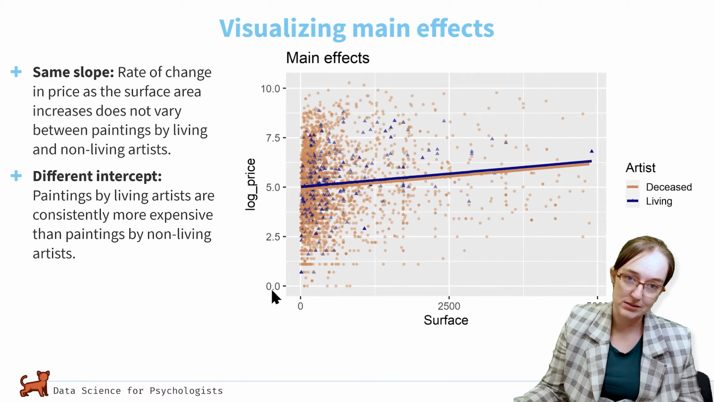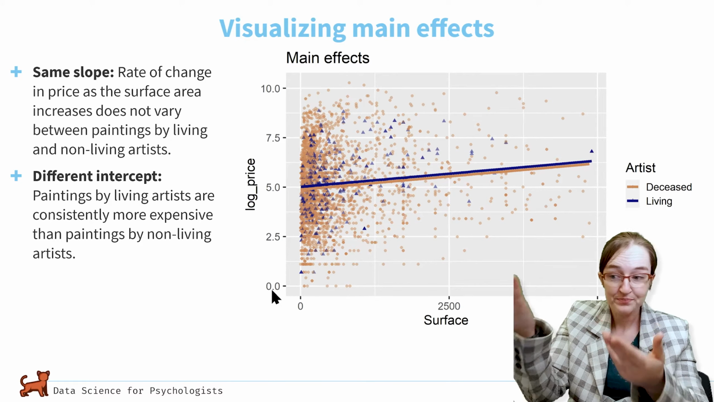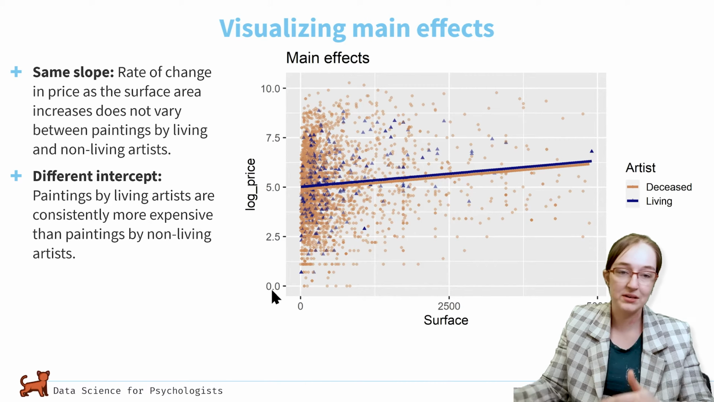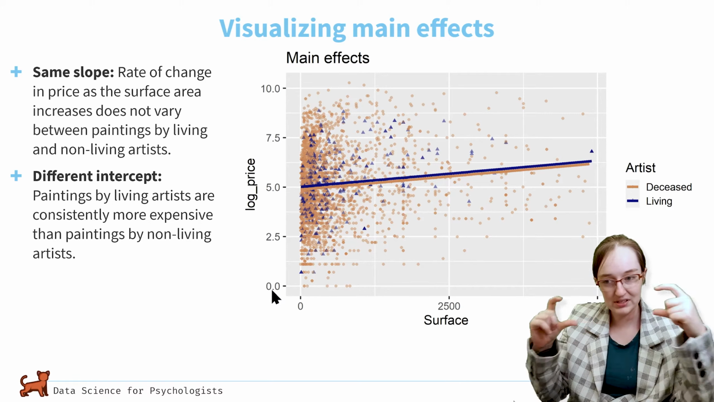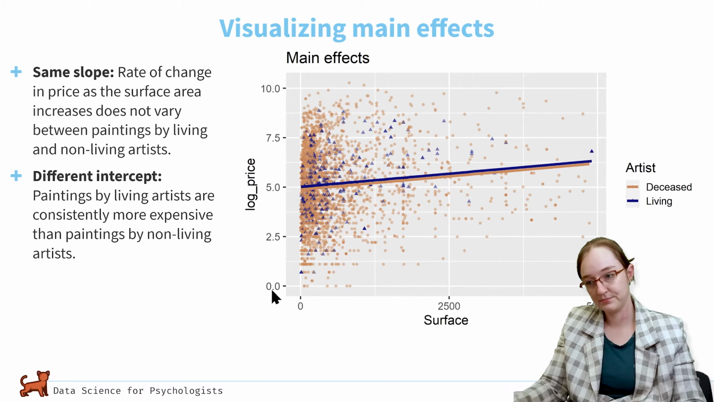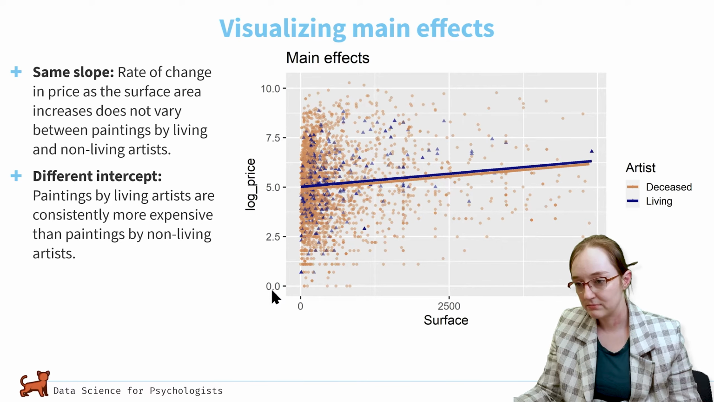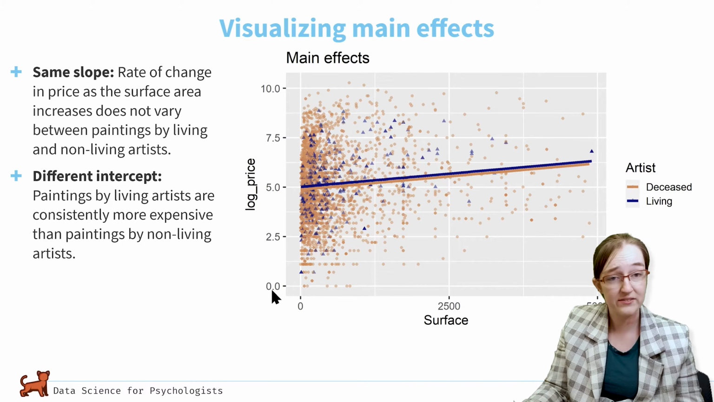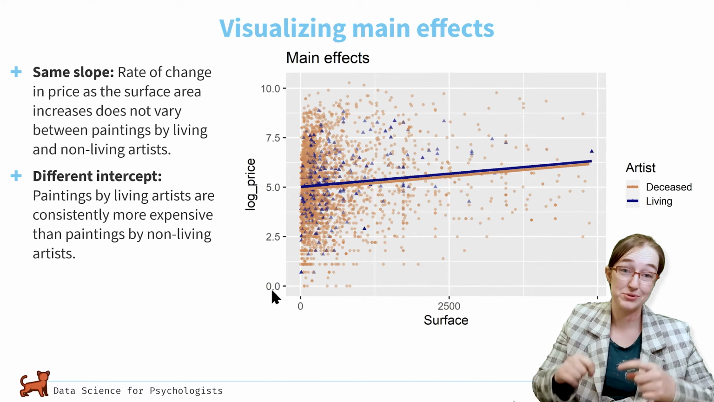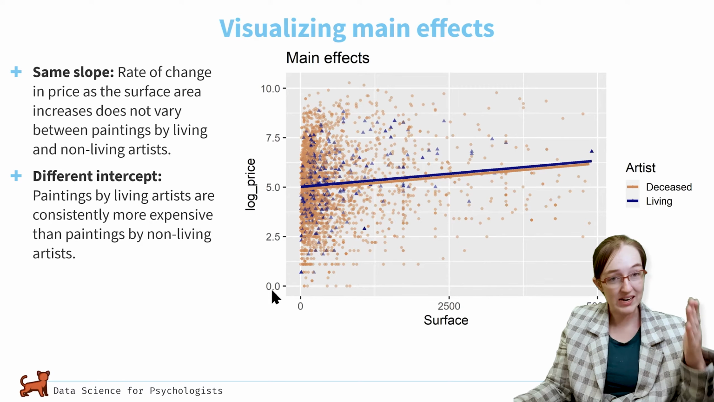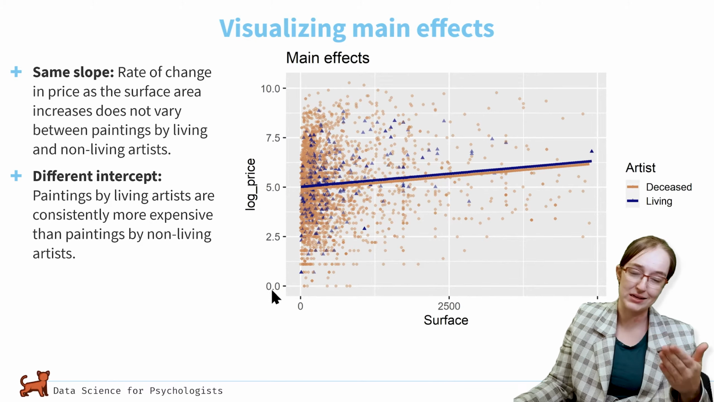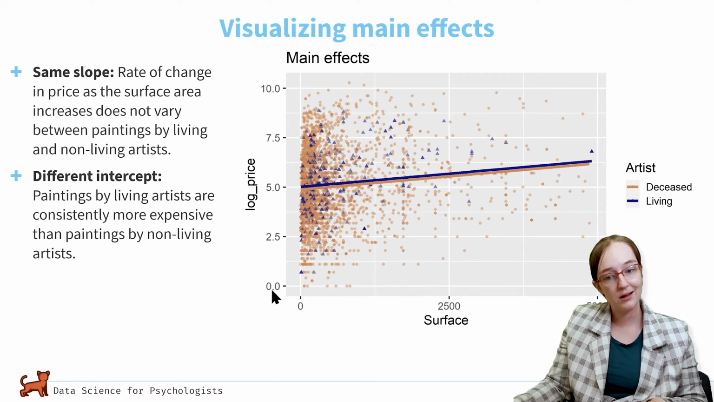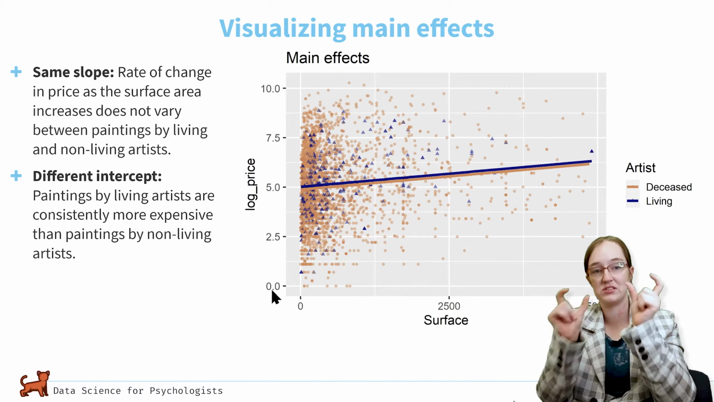So here it's visualized. Way more effective. Okay, so same slope, both the lines parallel. The rate of change doesn't differ as a function of whether the artist is alive or dead, but the means do. So the intercepts can change. They don't have to, but that is actually what we're testing when we include that grouping variable. We're asking if there's a meaningful difference between these two groups.